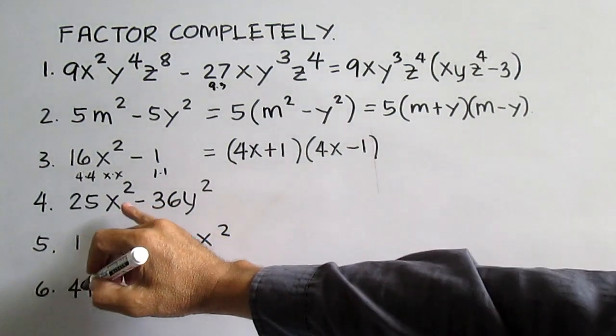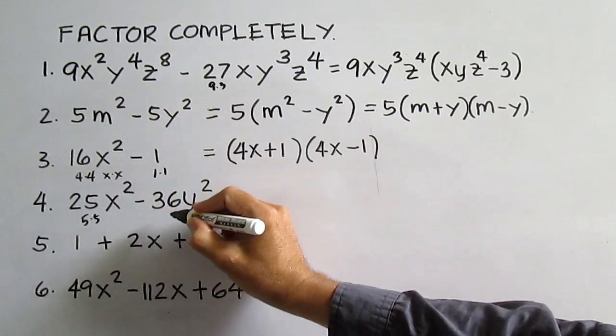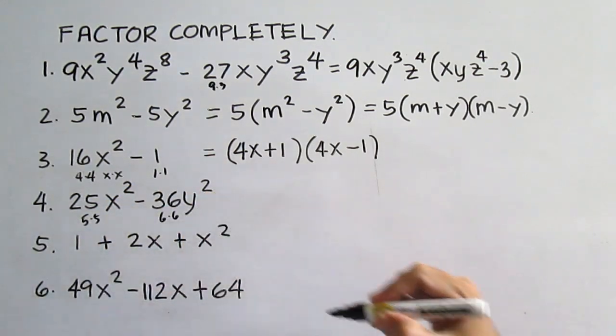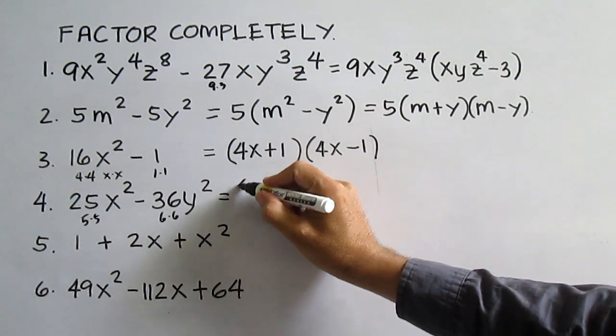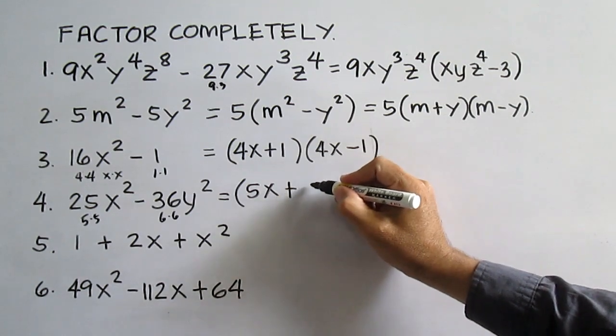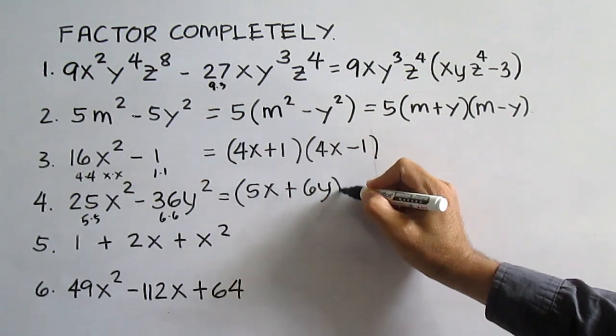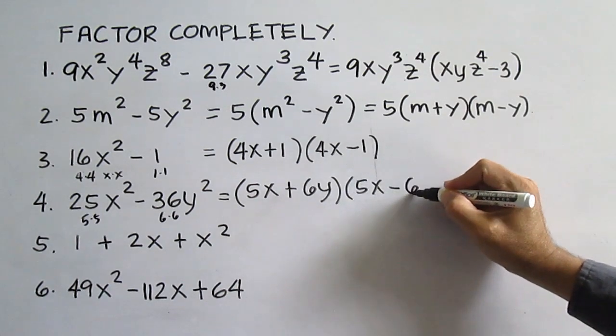25x squared minus 36y squared is also a difference of two squares. Find the square root of each term and write in the form sum and difference of two terms. The quantity 5x plus 6y times the quantity 5x minus 6y.